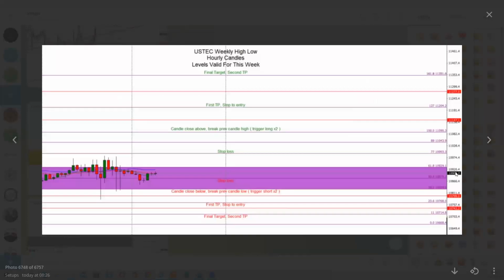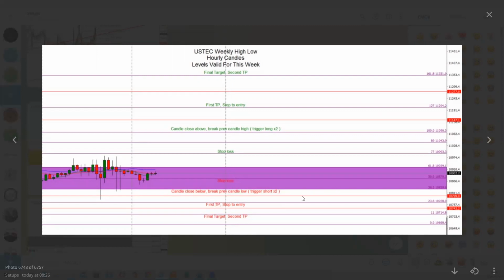On the USDAQ weekly high-low, currently between levels of 61.8 and 50 as support resistance. Look at the moving averages, 50 is above 21, above 8. That's indicating trend is down. So with that, we want a candle close below the 38.2, break previous candle low to aim for that 23.6 first TP, 11 second TP, and stop loss being at the 50.